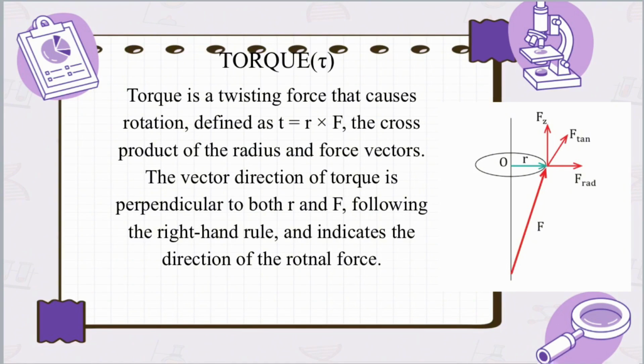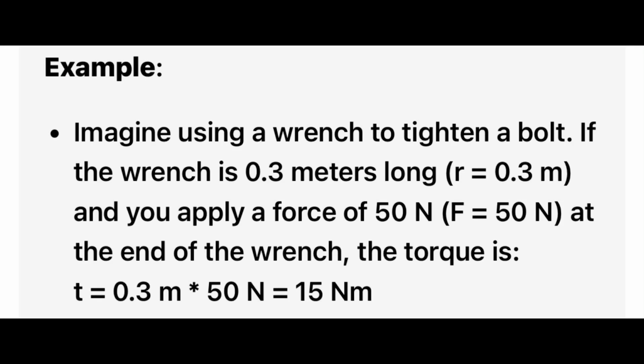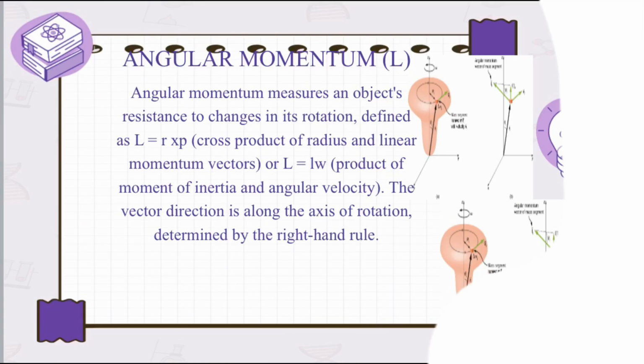So here is an example. Imagine using a wrench to tighten a bolt. If the wrench is 0.3 meters long, r equals 0.3 meters, and you apply a force of 50 newtons, F equals 50 newtons, on the end of the wrench, the torque is tau equals 0.3 meters times 50 newtons, which equals 15 newton meters.